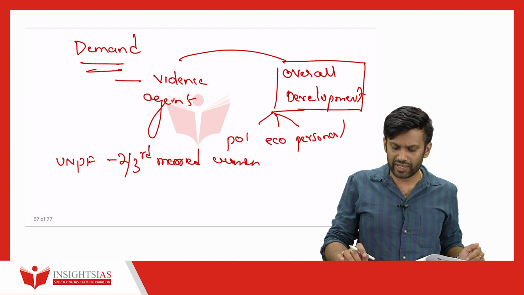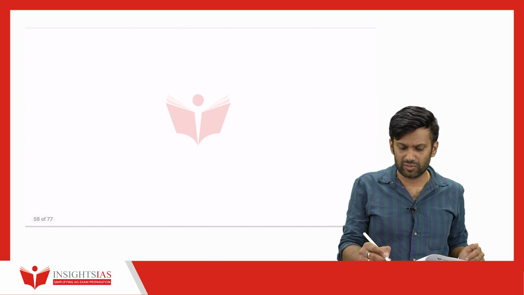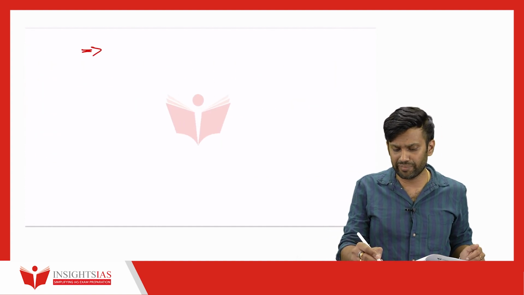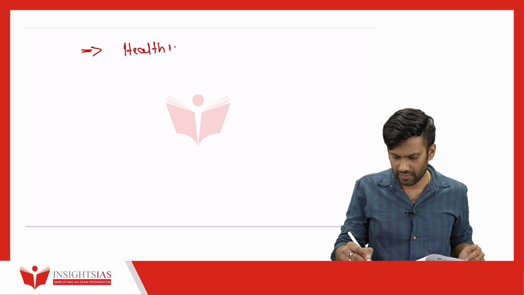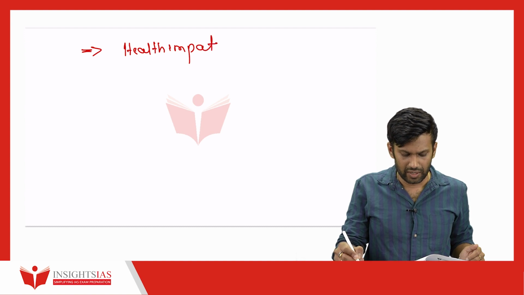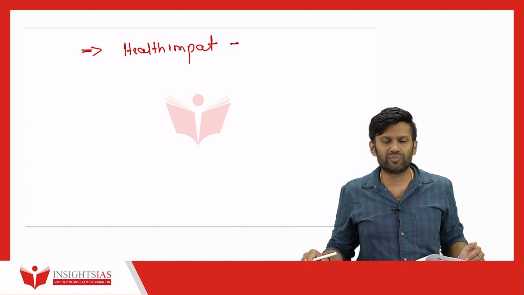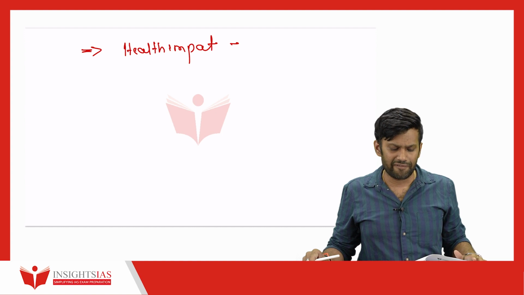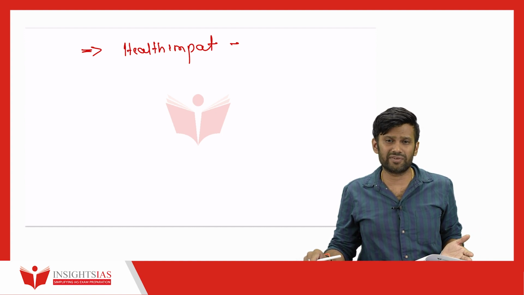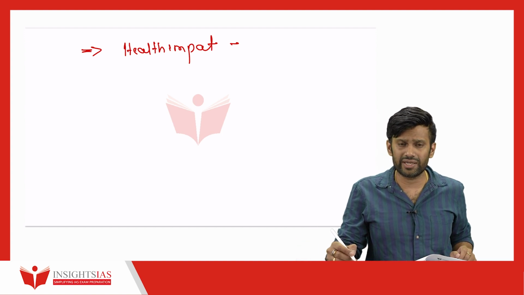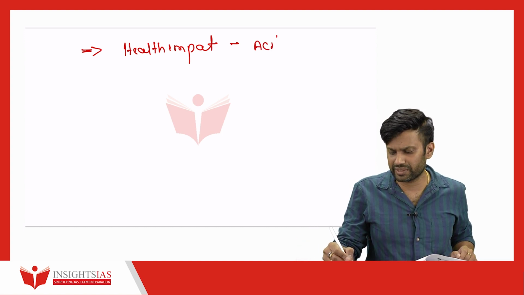In this regard, you can say how this impacts. One, it has health impacts. You can give examples that women who have been subjected to domestic violence face various injuries. They go into depression. They suffer from various kinds of disabilities. You can give the example of acid attack victims.